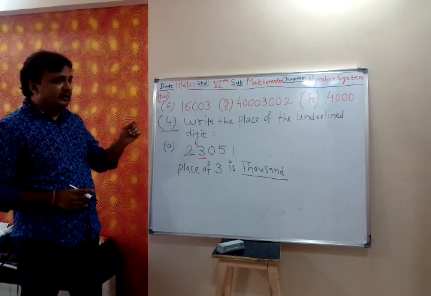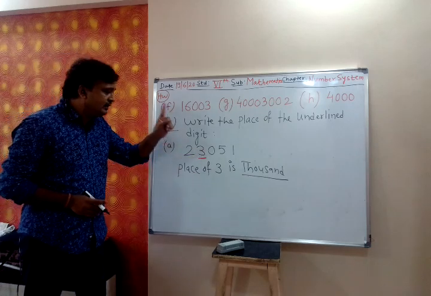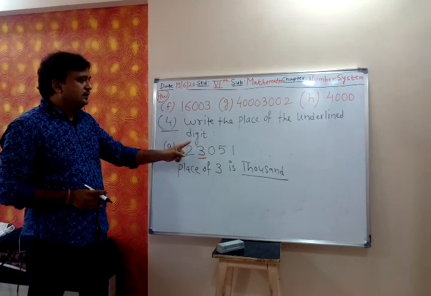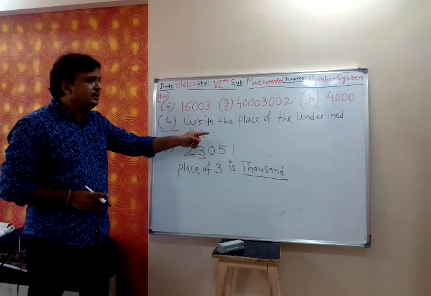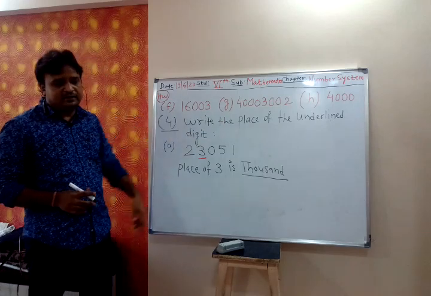Place means you have to mention the position. 3 is at which place? At the thousands place. If you say 3000, you are telling me the place value, but place value is not asked, only place is asked.